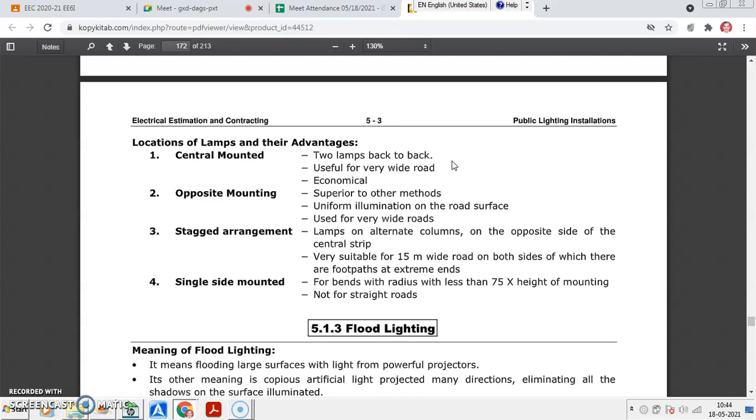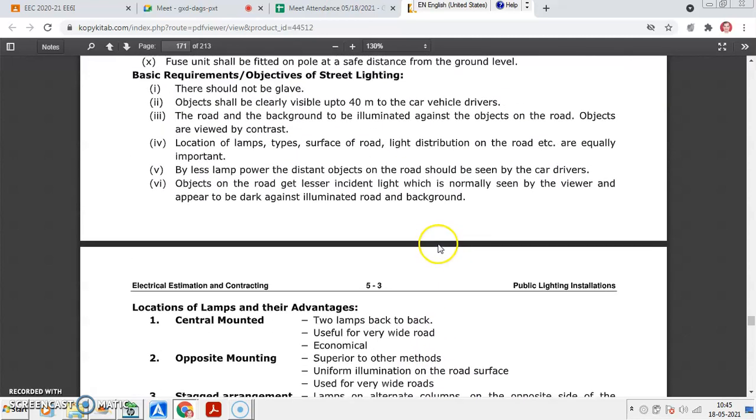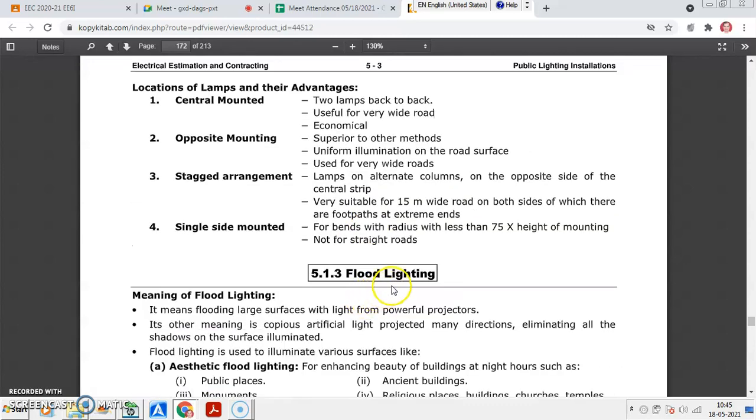Then lamps on alternate columns on the opposite side for the central street. This is suitable up to 15 meter wide roads. Then single side mounted for bends with a radius of less than 75 times the height of the mounting, so that particularly you can decide. Bends for the particular lamp, and this is not for streets, but you can have side mounted for very small roads. So you may have locations of lamps and their advantages as far as the different street lights are concerned.